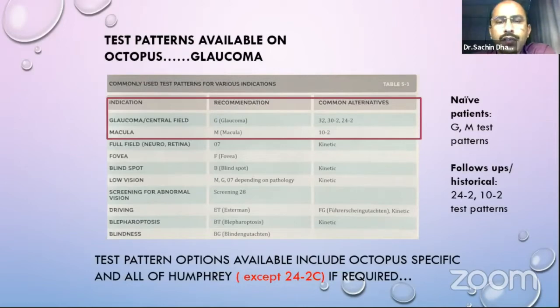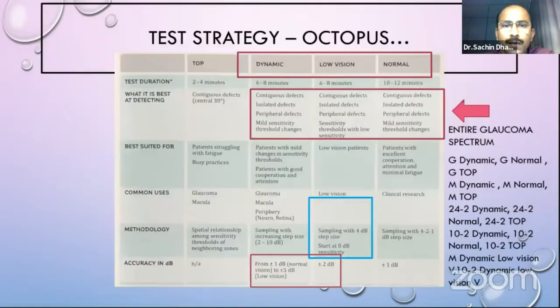Although we have the luxury of the 32 pattern from the yesteryears, we have the luxury of 30-2, 24-2, and 10-2 from the Humphrey as well. So if you are comfortable with those patterns, please go ahead with those patterns. We can do tests on those patterns as well. So the G and the M are the basic, and 24-2, 10-2 test patterns, and 30-2 are the add-ons. Except the 24-2C, which is the new addition to Humphrey, all the other test patterns are available.